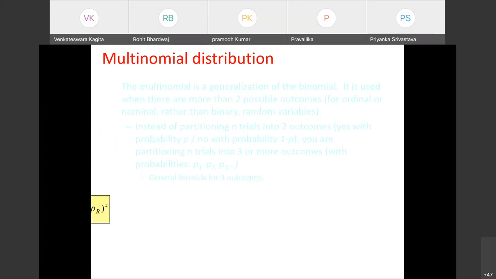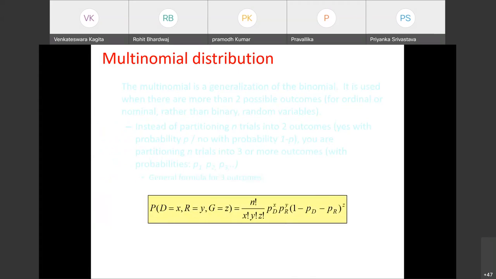This is the generalized formula for three outcomes. Suppose there are three random variables D, R, G. What is the probability that D equals x, R equals y, and G equals z? This is equivalent to n factorial over x factorial y factorial z factorial, times probability of D power x, probability of R power y, and probability of G power z. Right?